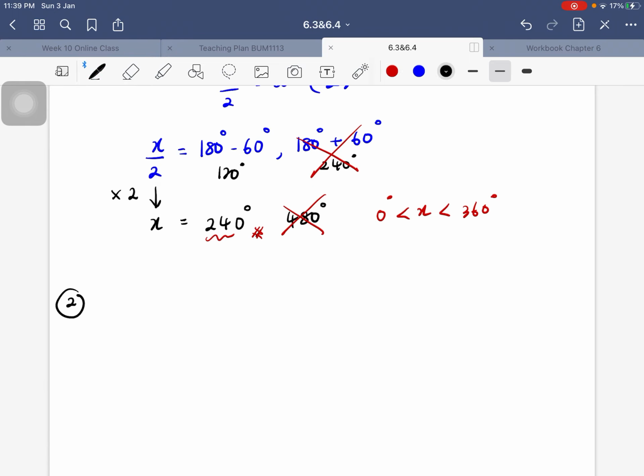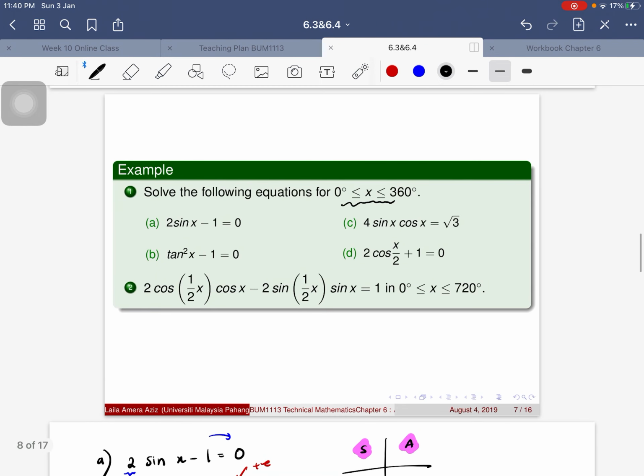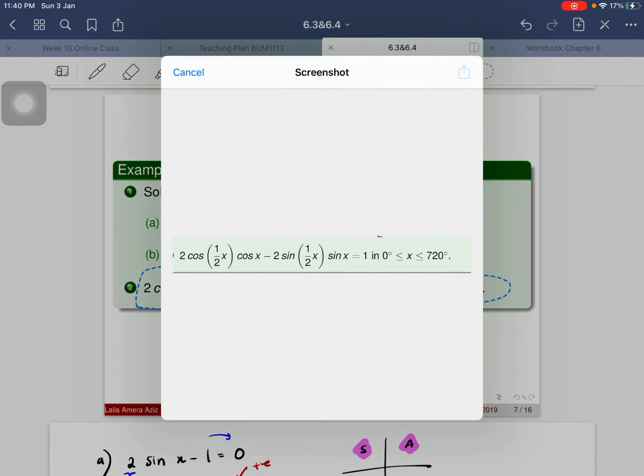And now I'm going to show you the last question, which is example number 2 over here. Let's copy this question instead, because this is kind of long for me to write.